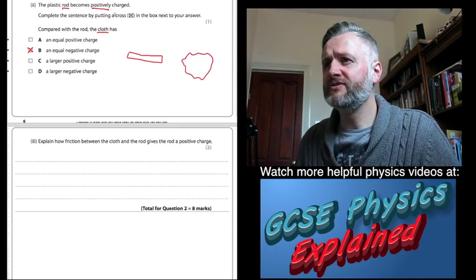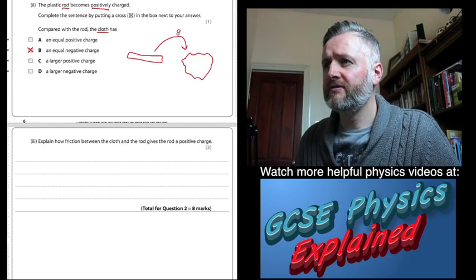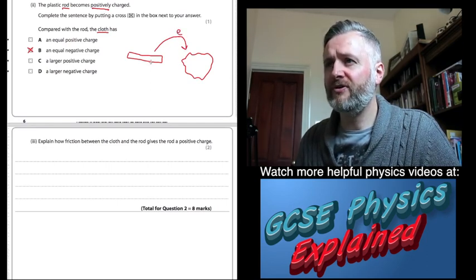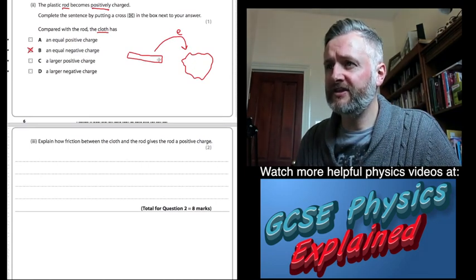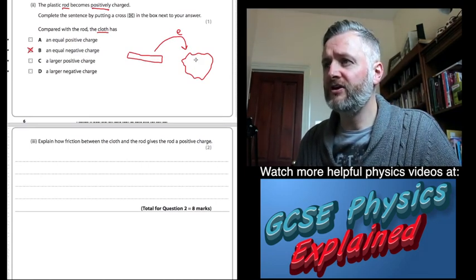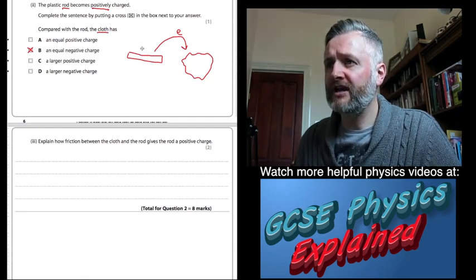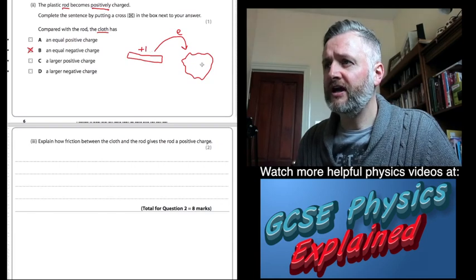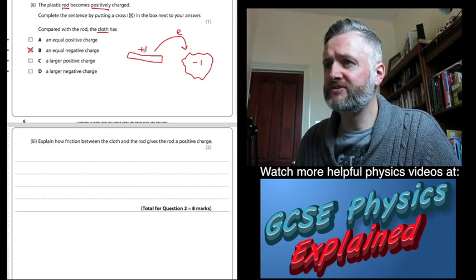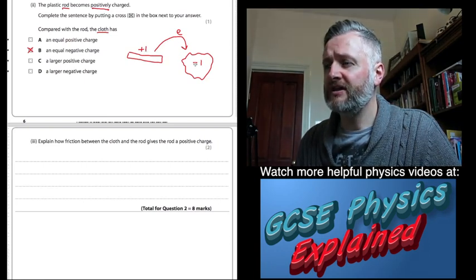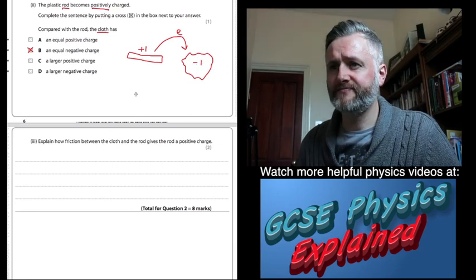So the rod became positive. What that means is that electrons have jumped from the rod onto the cloth. So for every electron that the rod loses, the cloth gains. So if 1 electron goes over, the rod gets left +1 and the cloth would become -1. If another electron was to jump over, then that would be +2. And that would be -2.